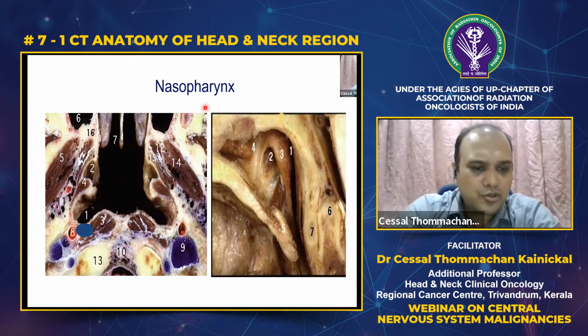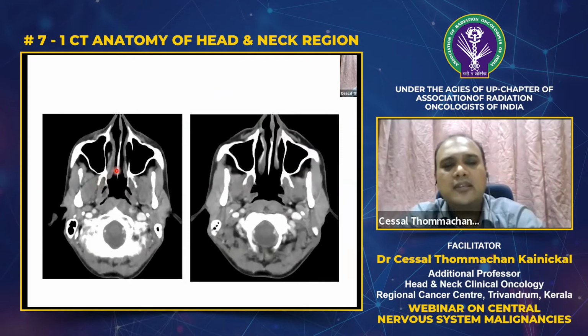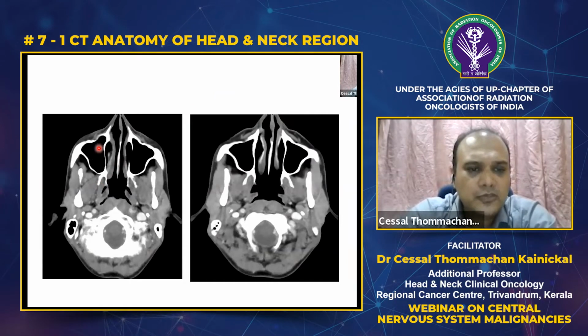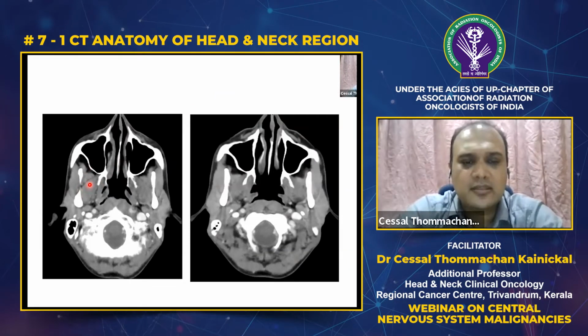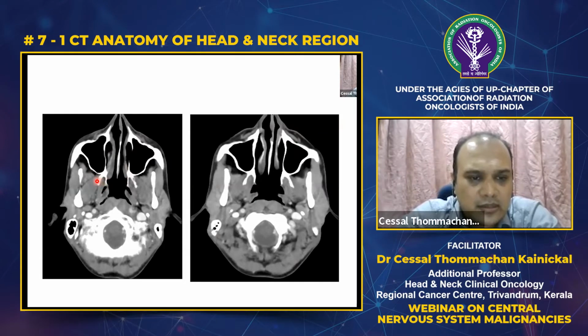Yes, coming to the nasopharynx, so the normal anatomy. Now we are taking the CT scan. How will you identify the muscles in the CT scan? This is the maxilla, this is the nasal cavity, this is a bone there, this is the pterygoid plate. This is the medial pterygoid plate, this is the lateral pterygoid plate.